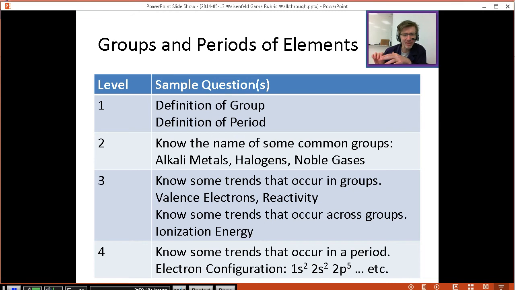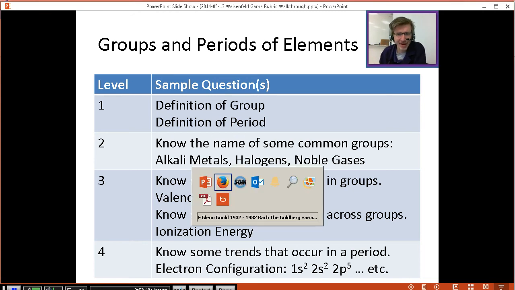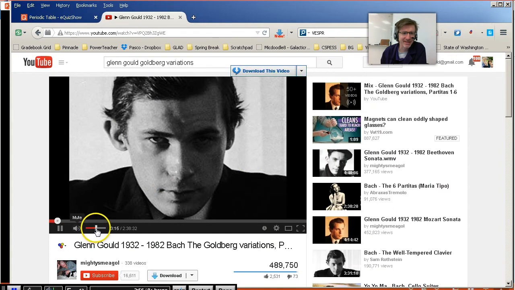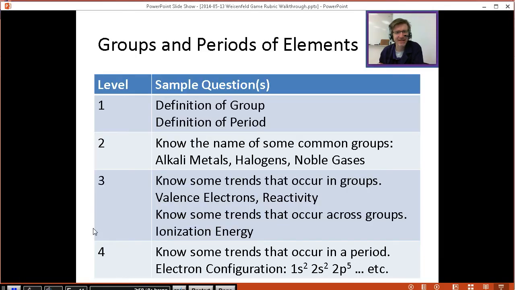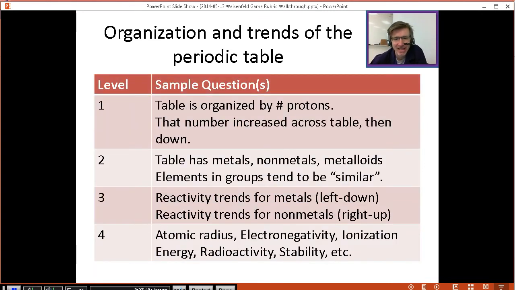Hey, there's some overlap between these. Don't let that freak you out. You need to talk about this stuff in your game. There's also trends in the groups, and there's trends in the periods. So we talked about a few of those. And then for level 4, you should know some of the trends that occur in a period, like electron configuration, where the s electrons are, where the p electrons are, what the highest energy levels are, etc. Okay, going to line 2 here. Let's keep track of these.